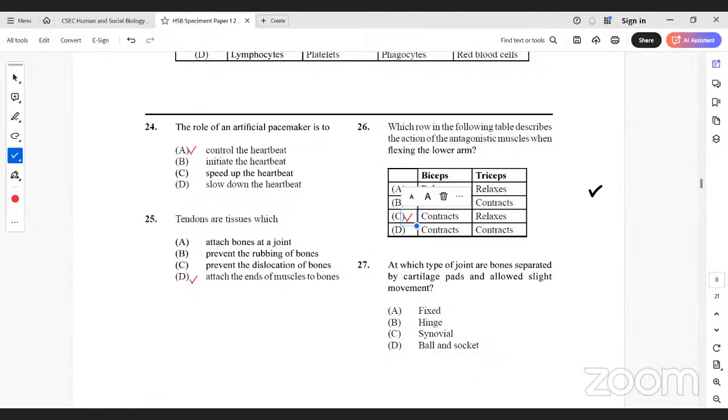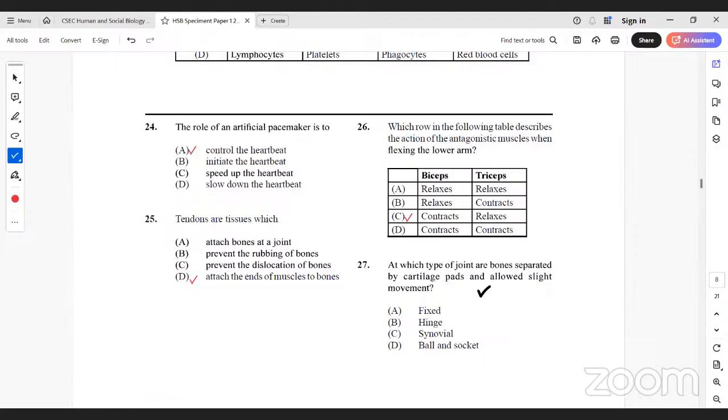All right, take your time and see. I'm watching the chat. Some of you just take your time, right? At which type of joint are bones separated by cartilage pads and allow slight movement?